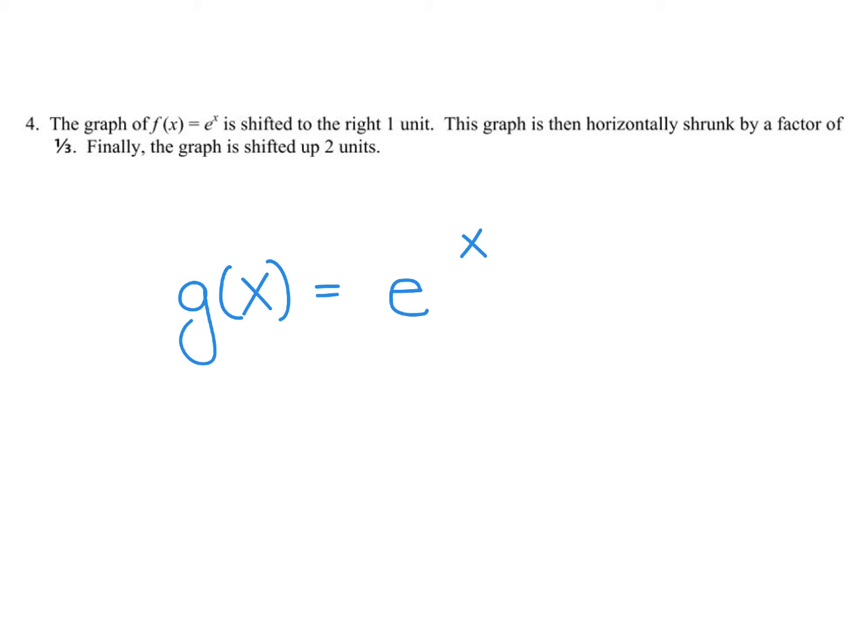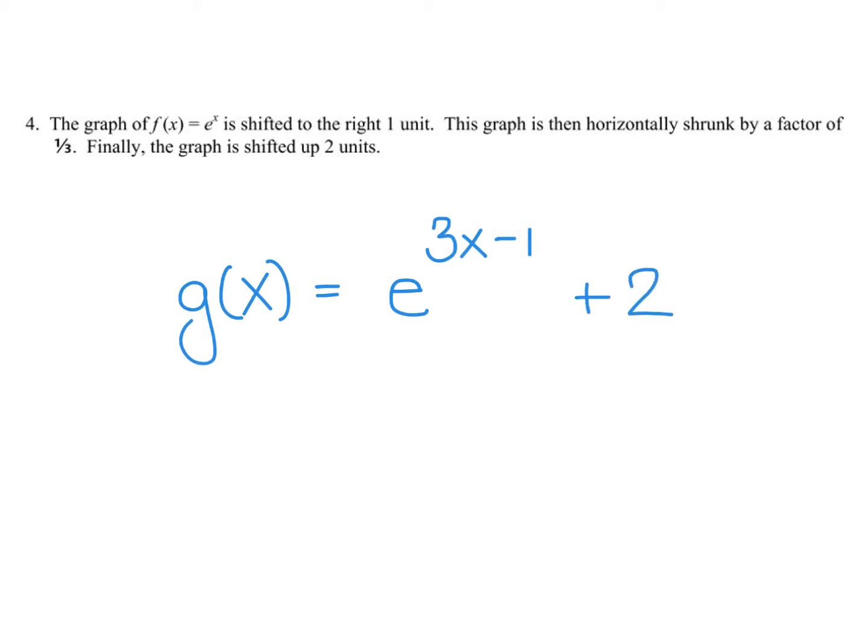Means it's happening to x. So shifted to the right would be -1 because it happens opposite of what you think. Then the graph is horizontally shrunk by a factor of 1/3. So I'm going to put the reciprocal in front of x, so I'm going to write a 3. And then finally it's shifted up 2 units. So it's going to be +2.